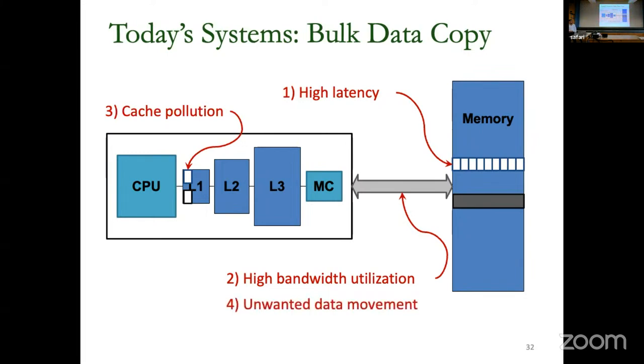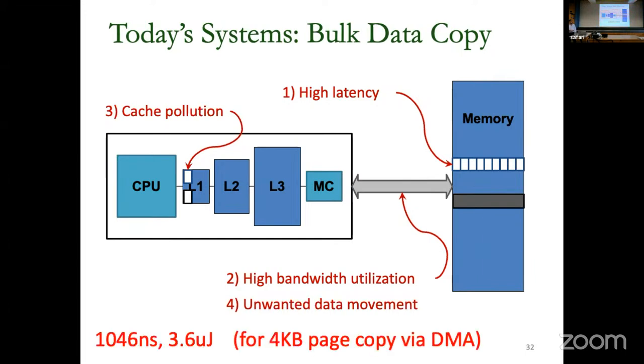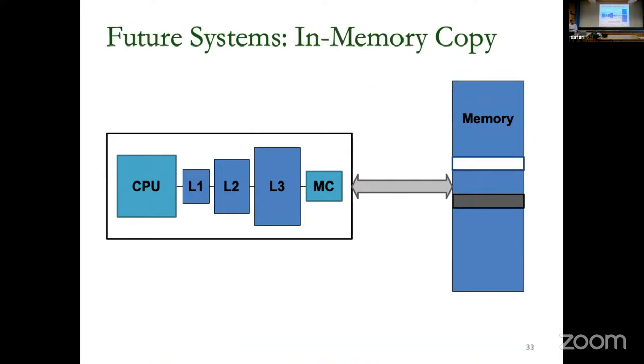And then it's going to create cache misses, which is going to hurt performance for the entire system. And it's going to create this unwanted data movement, because in the end, we just want to move the white blocks into the main memory itself. If you do this in today's systems, moving one page, 4 kilobytes of data, from one address to the other takes around 1,000 nanoseconds, and it takes 3.6 microjoules.